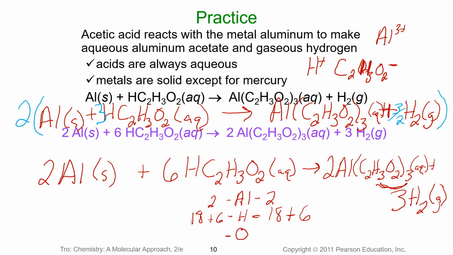Our oxygen, we have 6 times 2, which is 12, 6 from the coefficient, 2 from the acetate. And if we look on the right-hand side, we have 3 times 2, which is 6, times 2, because there's 2 aluminum acetates, which gives us 12. So our reaction balances. This does take some practice. So if you would like additional practice, I recommend looking at the problems in the back of the book.